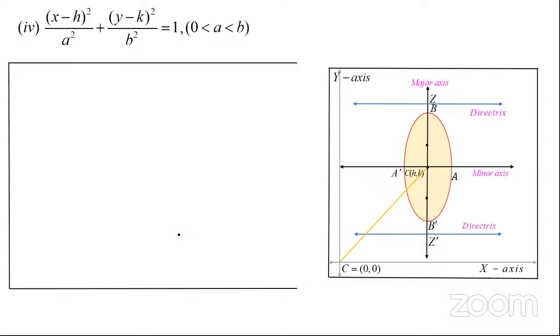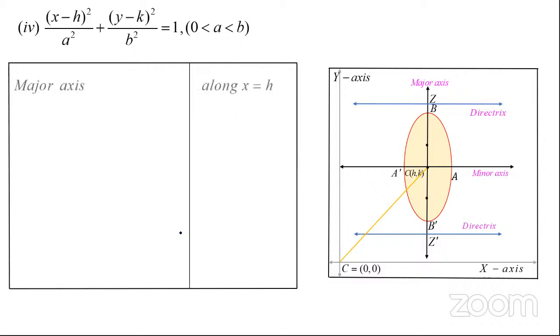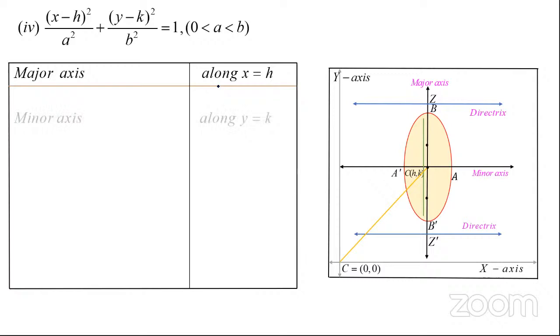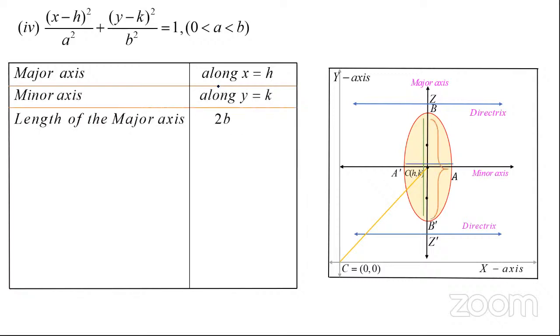So I'm going to take the major axis differently in this one. The major axis is x equal to h, and the minor axis is y equal to k. Please refer once I'm taking. So the length of the major axis is 2b, and the length of the minor axis is 2a.